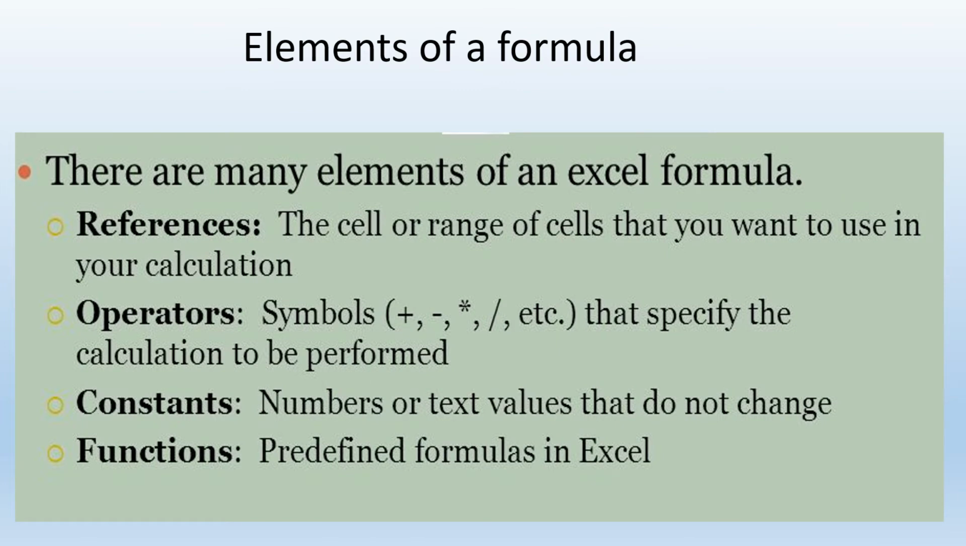So these are the elements of a formula. References: the cell or the cell range you want to use in the calculations. The operators, that means the symbols for calculations: plus, minus, multiplication, division or other calculation symbols. And the constants. Constants means the value is not going to change in the calculation. So if you type a value as 100, for all the cells it goes as 100, it won't change. And the functions: these are formulas predefined in Excel. Those are ready-made formulas.